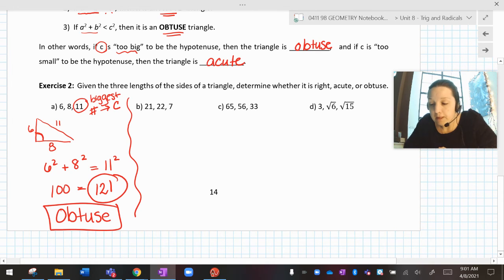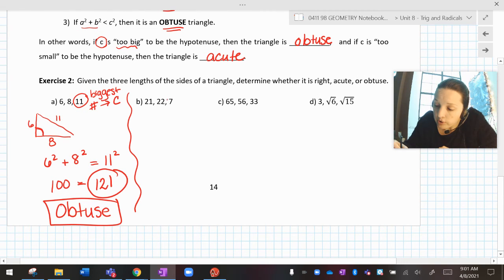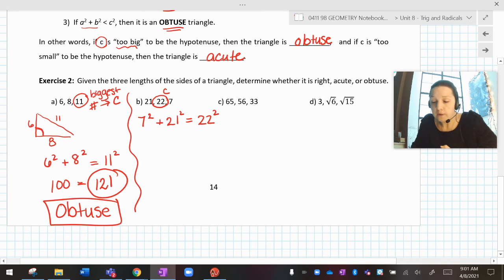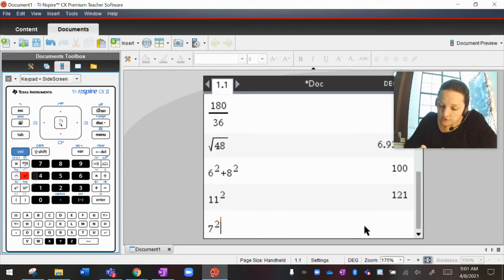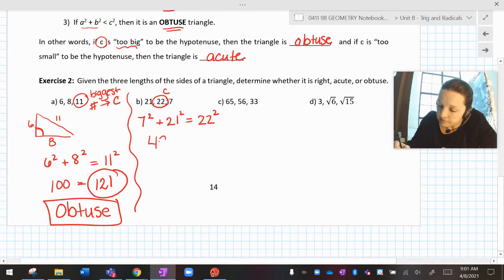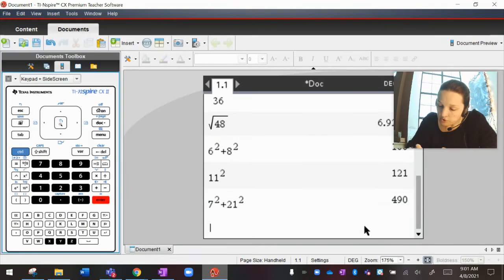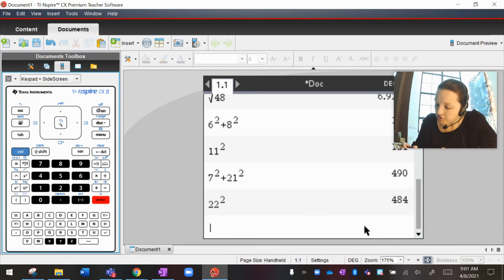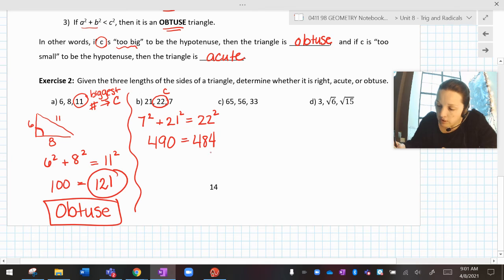All right, so if I come to b, these numbers aren't written in sequential order. So I want to look and make sure that the biggest number becomes our c. And I do a squared plus b squared equals c squared. And then just try it out. 7 squared plus 21 squared is 490. 22 squared is 484. Those aren't equal. This is too small, so we have an acute.